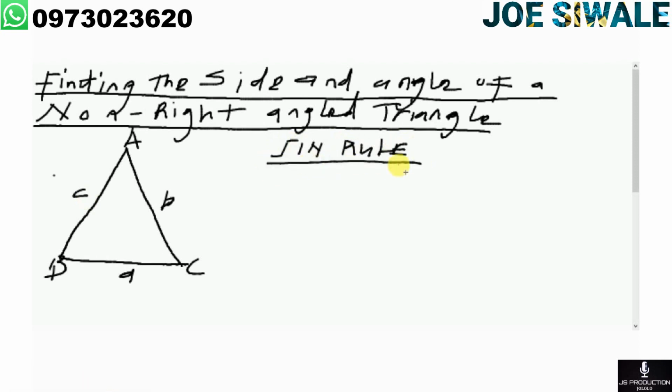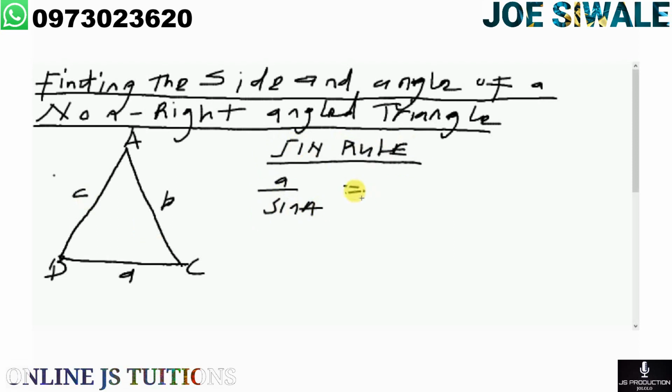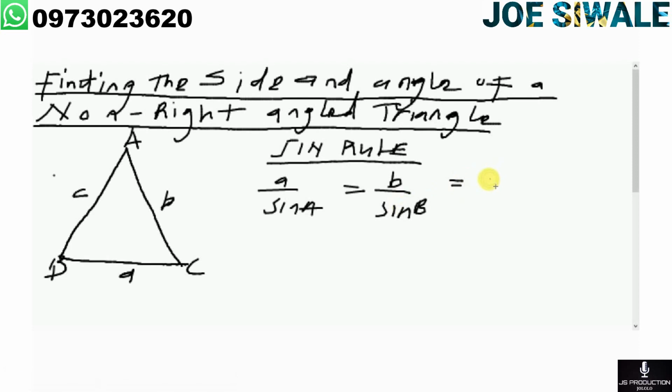So for the sine rule, we can say a over sine A is equal to b over sine B is equal to c over sine C. So this means that a, which is this part, is over sine A.